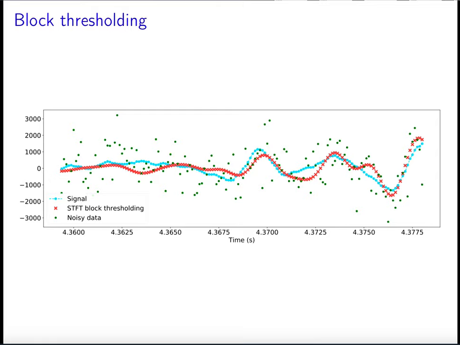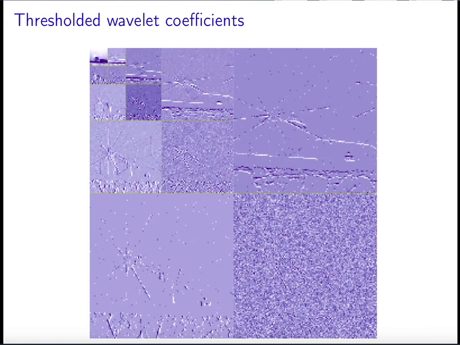It's actually pretty good, especially when we compare it to the very annoying thresholded signal that has this musical noise. So block thresholding succeeds in removing these musical artifacts, because of the isolated short-time Fourier coefficients that survive. We're going to also apply this to the noisy wavelet coefficients. These are the thresholded wavelet coefficients, and these are the block thresholded wavelet coefficients.